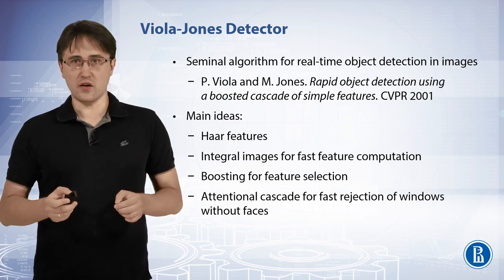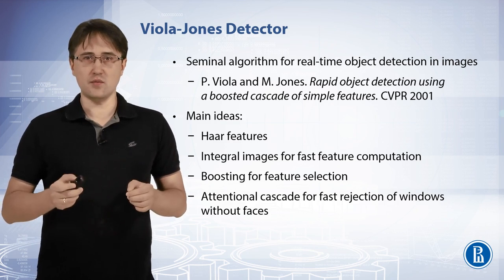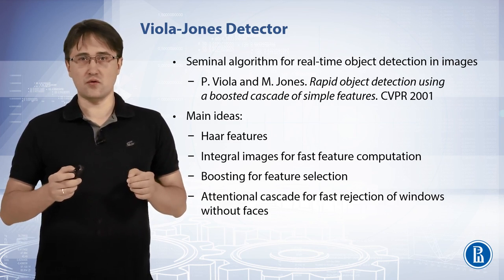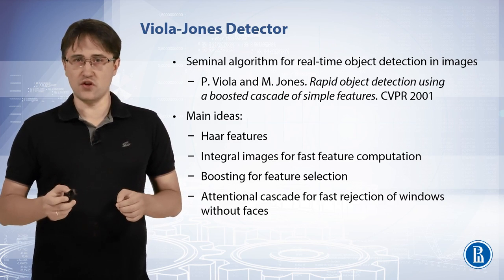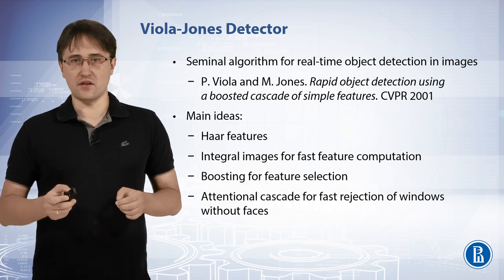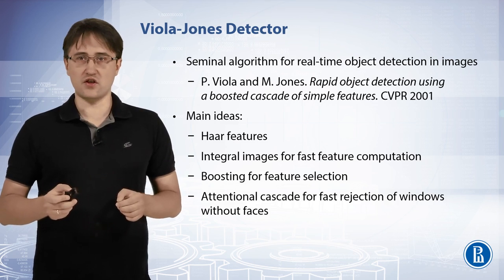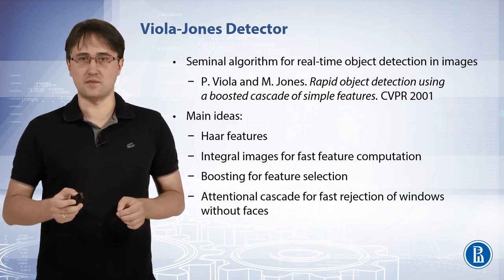The Viola-Jones detector combines four key ideas: the simple Haar features, the use of integral images for fast feature computation, boosting for feature selection, and the main thing, the attentional cascade for fast rejection of windows without faces.